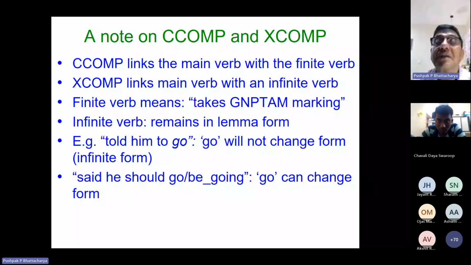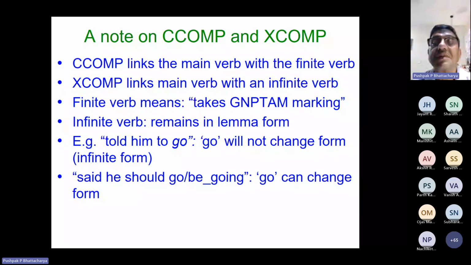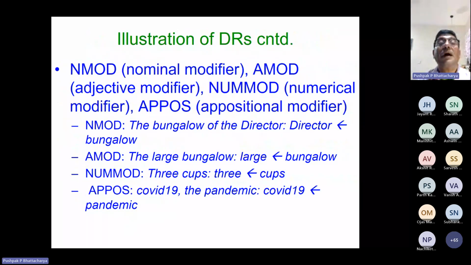So CComp links the main verb with the finite verb. XComp links the main verb with the non-finite verb. More dependency relations, all of them are very important. NMOD is a nominal modifier. AMOD is an adjective modifier. NumMod is a numerical modifier. AppPos is an appositional modifier. Let's look at all the examples.